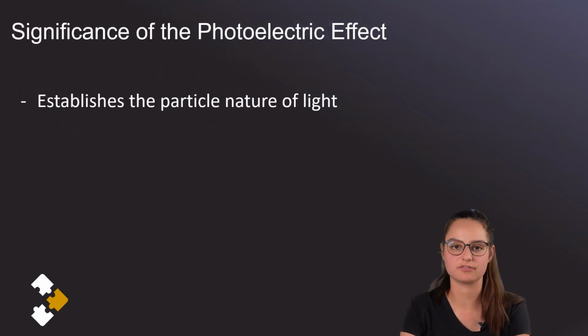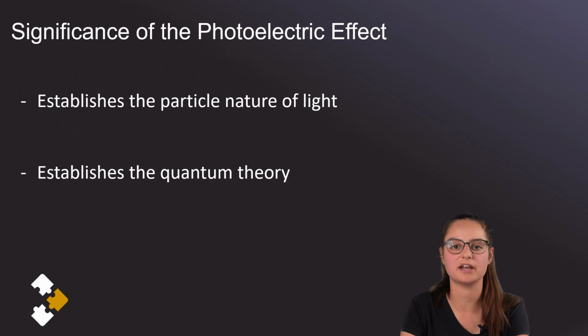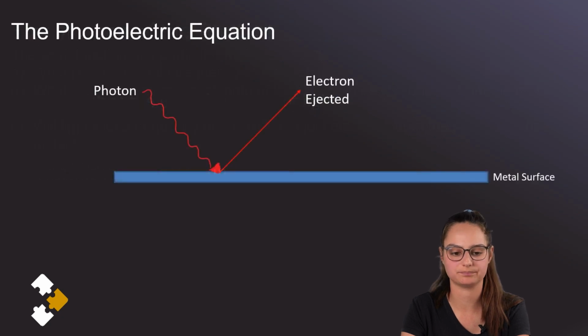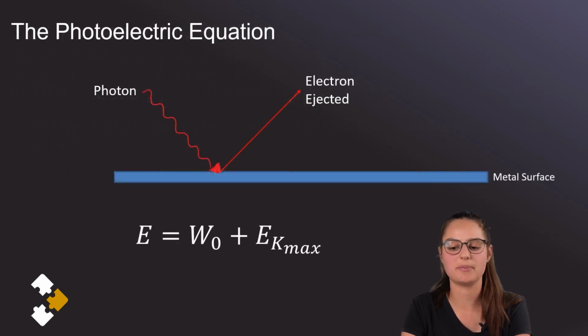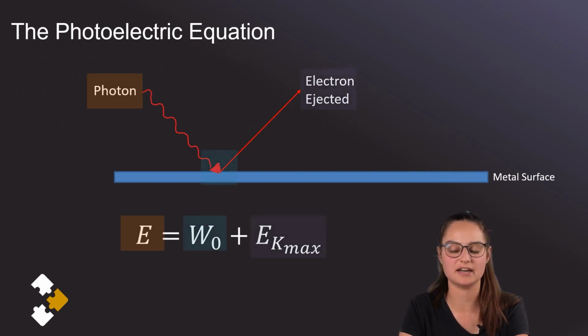So what is the significance of the photoelectric effect? Well, this establishes the particle nature of light, because in the beginning we said that it has a dual nature. It also establishes the quantum theory. From our picture that we showed earlier, we now get a new equation which says E is equal to the work function plus the kinetic energy. So you can see E here relating to the photon, the work function, and the kinetic energy.